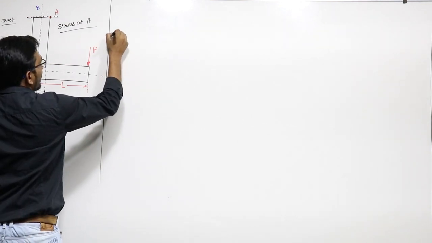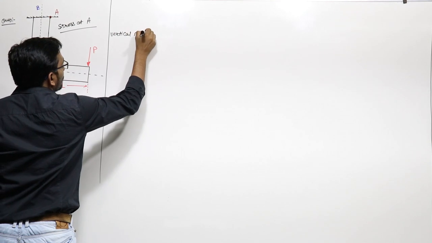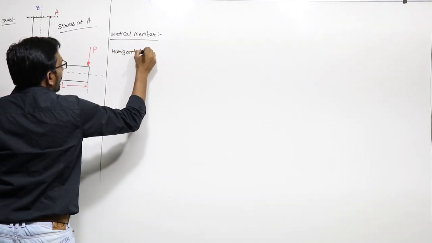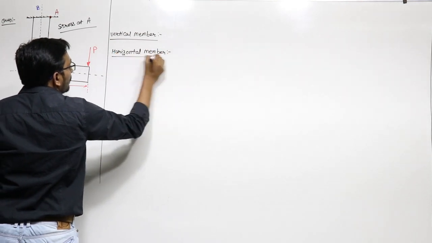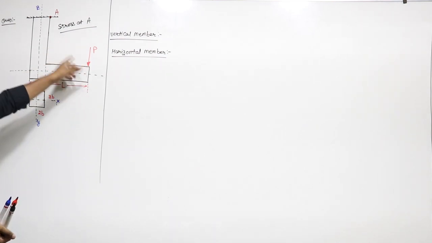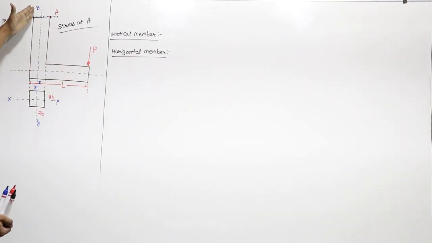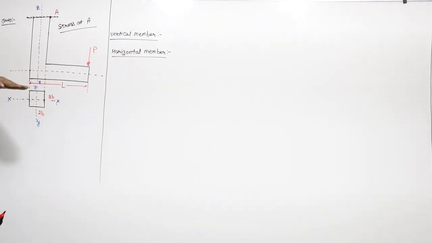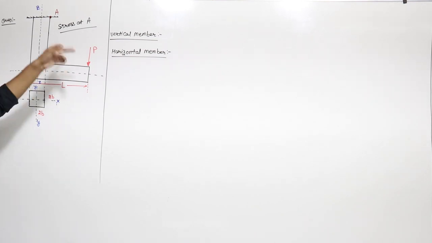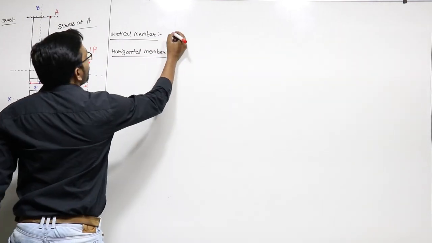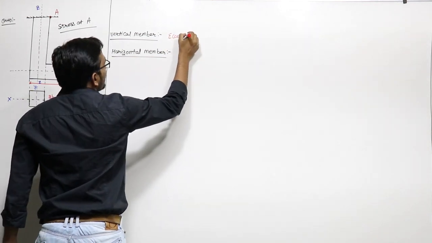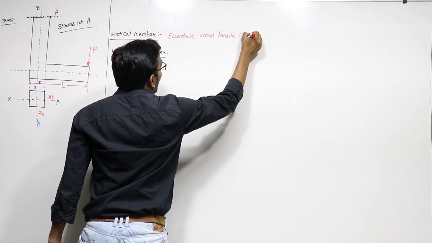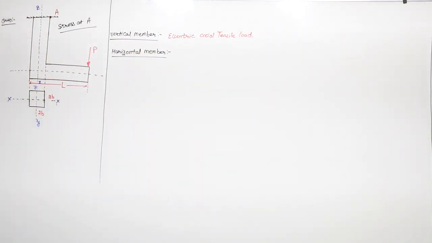We have two members, the vertical member and the horizontal member. For the vertical member, this load is parallel to the longitudinal axis Z, perpendicular to this plane of cross section. This is the plane of cross section. It is perpendicular to this, but does not pass through the longitudinal axis. So it will be an eccentric axial load. Which load? Tensile load, because it is of tensile nature. It is a tensile load.